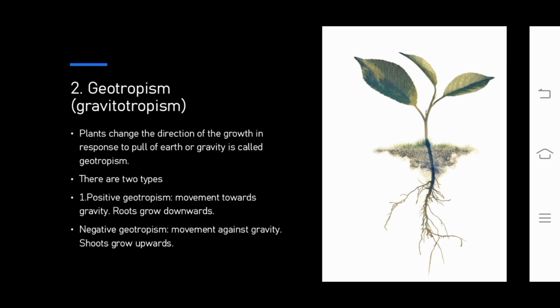In geotropism, also called gravitotropism, plants change the direction of their growth in response to the pull of earth or gravity. It is again of two types, positive and negative. Positive means movement towards gravity, roots grow downwards, and negative means movement against gravity, shoots grow upwards. So this is geotropism, also called gravitotropism.